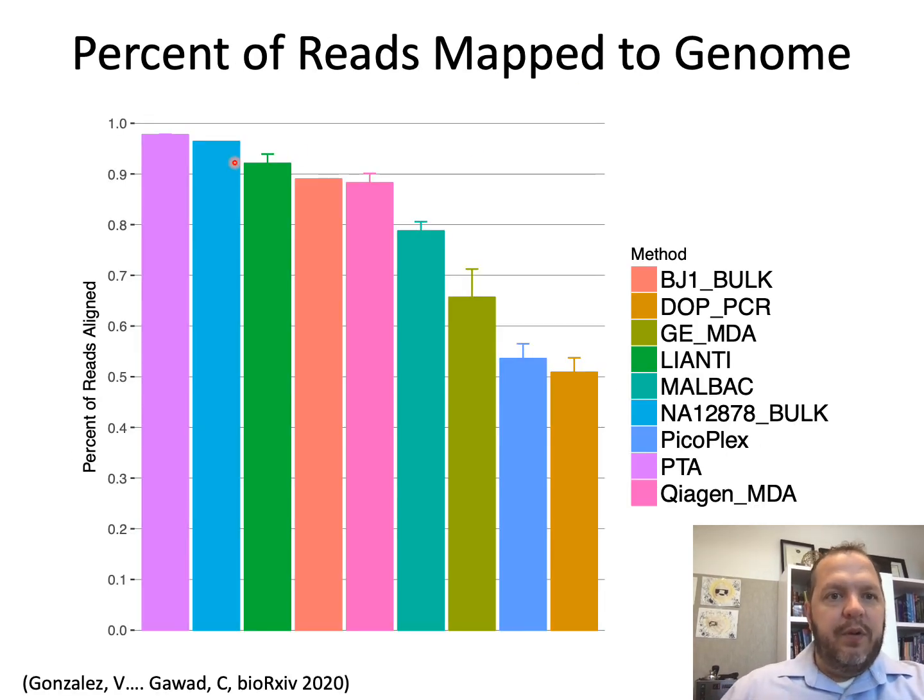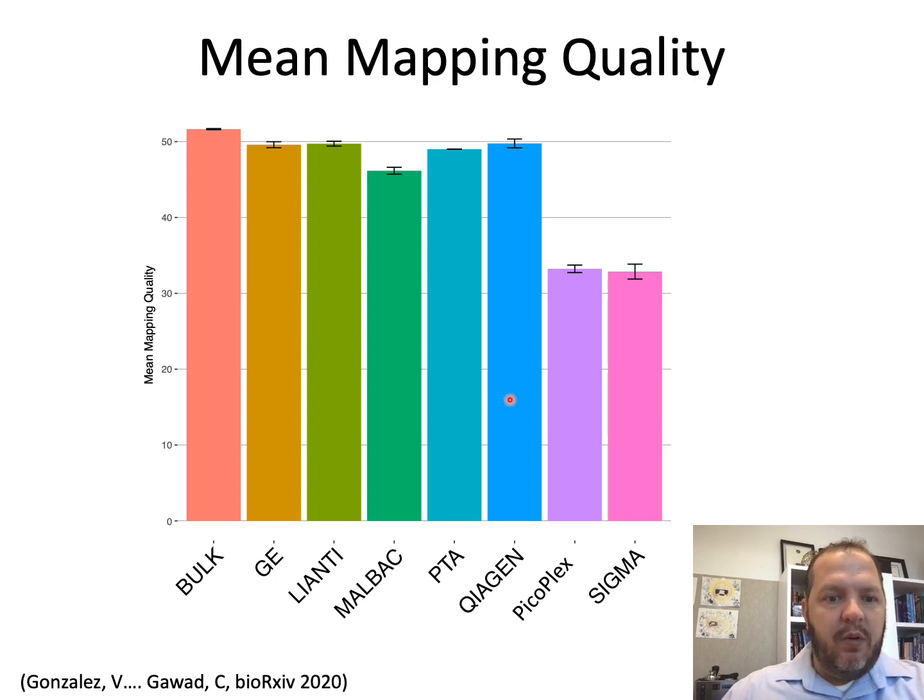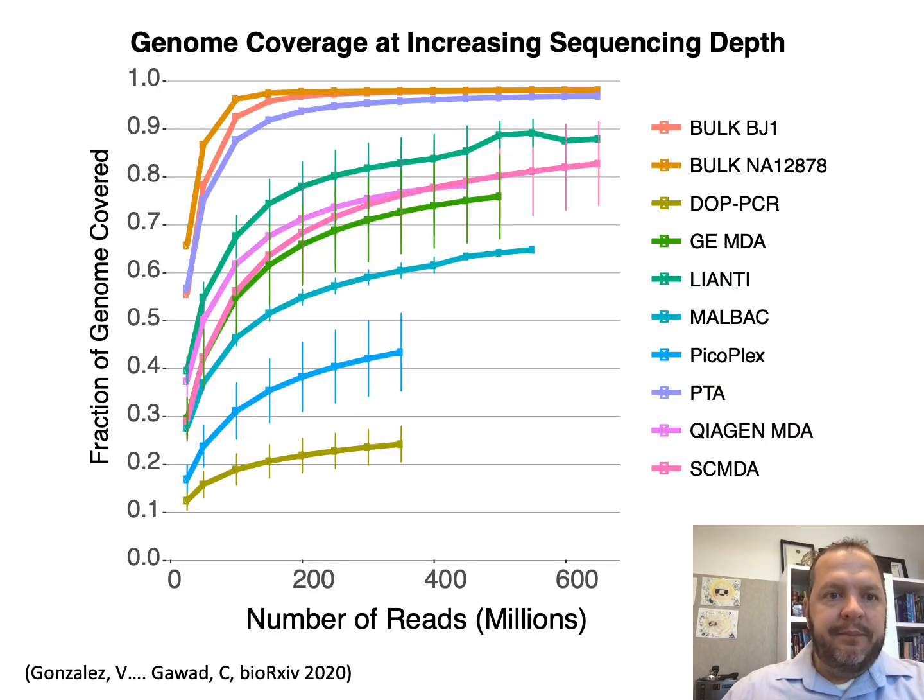So first we looked at percentage of reads mapping, and so you can see again we see consistently PTA has 97 to 99% of reads mapping, and so it's not producing a lot of junk DNA. When we look at the mapping quality, again you see PTA is similar to MDA, not quite as high as the bulk sample, but again producing higher quality amplicons, especially when compared to the methods that use more PCR.